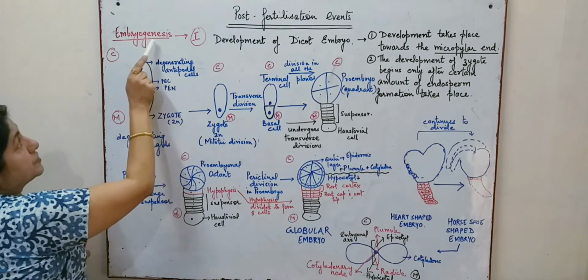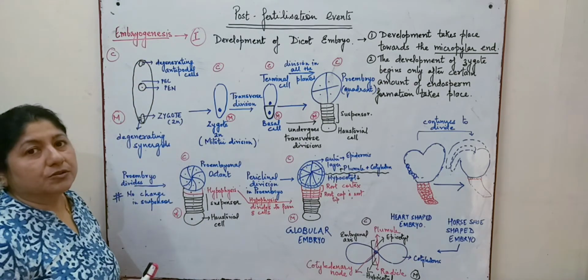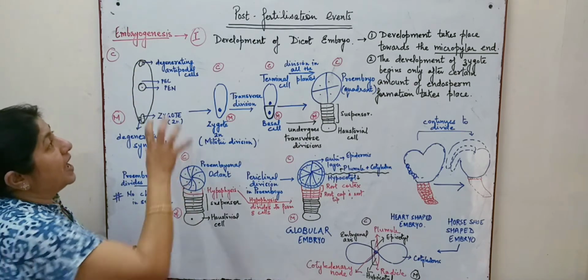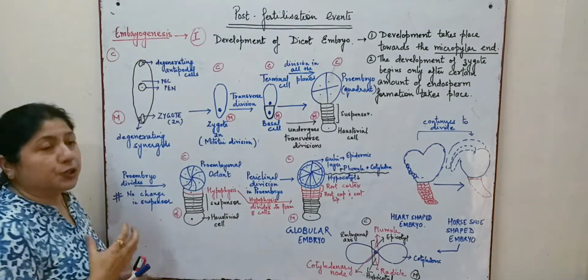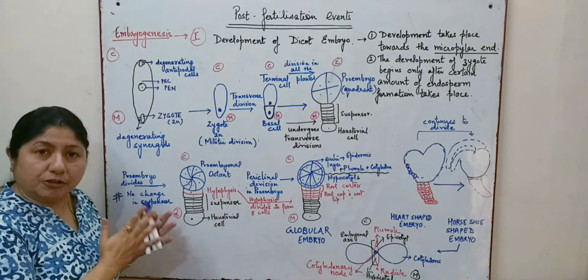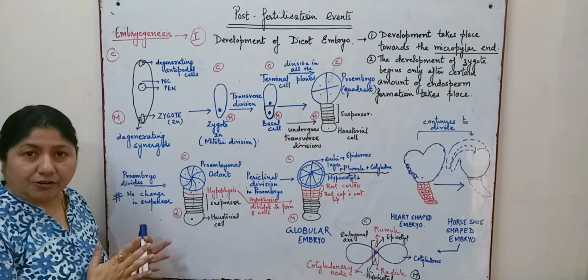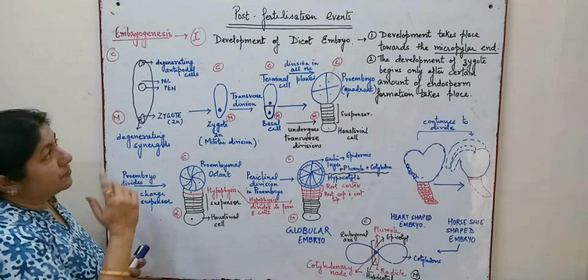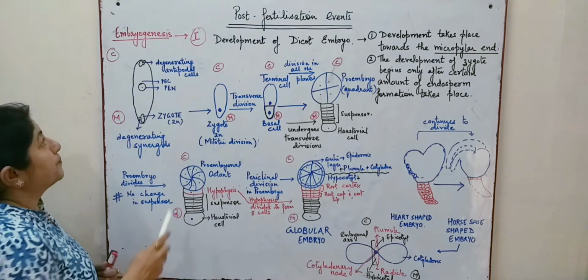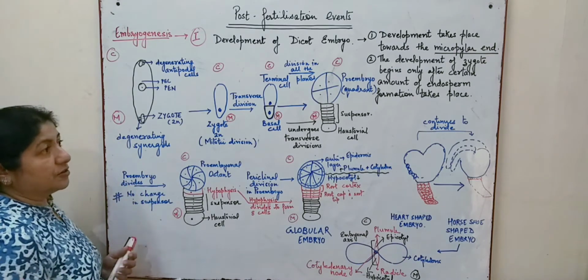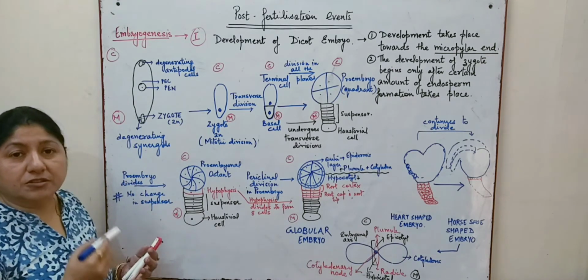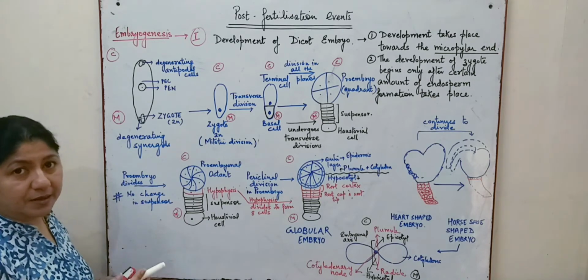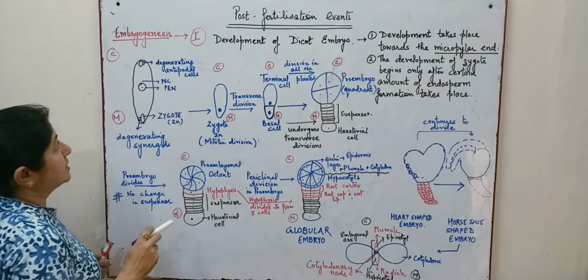The process of development of the embryo is known as embryogenesis, and we are going to study it under two heads. That means the process of development of the embryo in a dicot plant and in the case of a monocot plant. So first we'll be dealing with dicot. Now just remember the sequence of events that has taken place during fertilization.